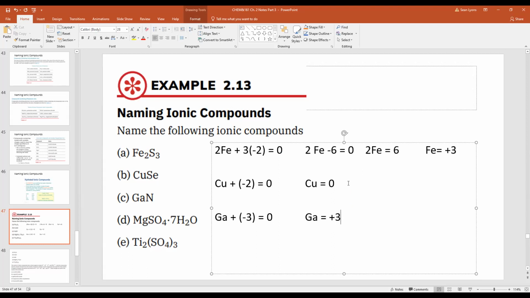And I do not know why I didn't correct this. So copper won't be equal to 0. It'll be equal to +2, just to balance out that -2 from the selenium. And then, like I said, magnesium, we don't need to do any math there.